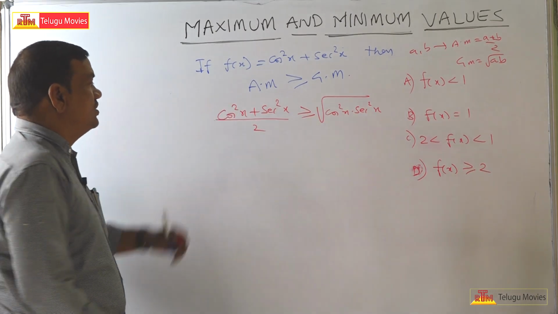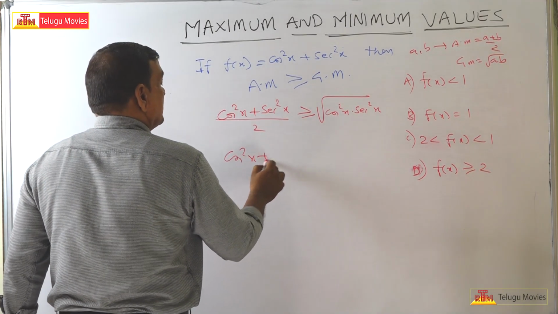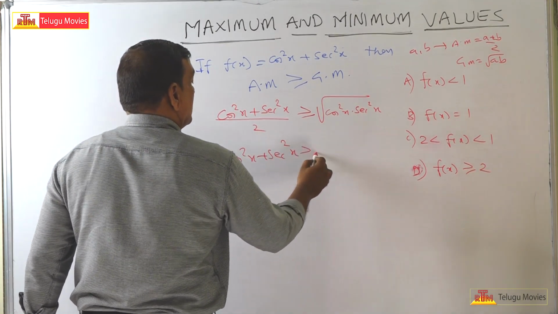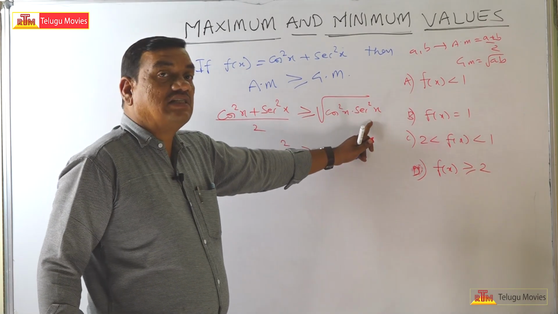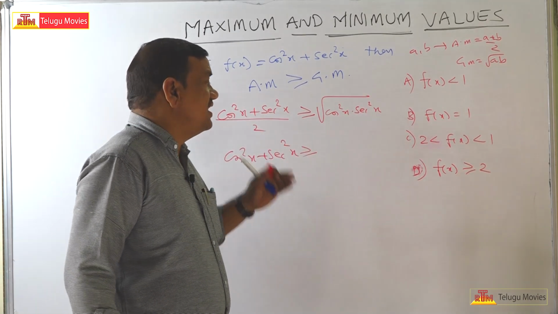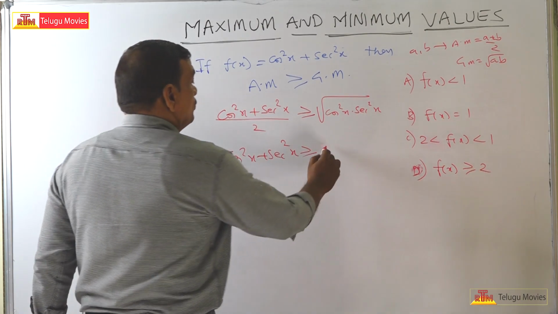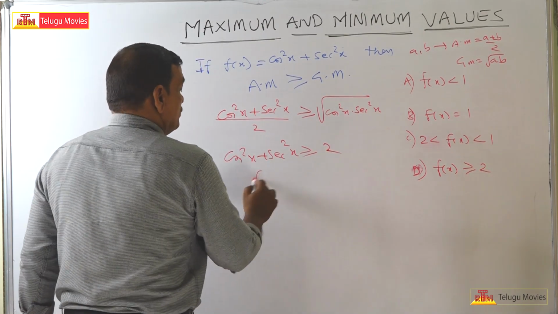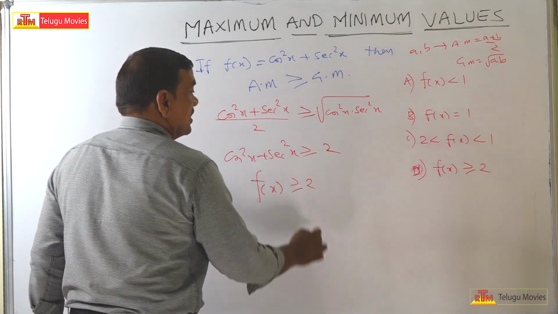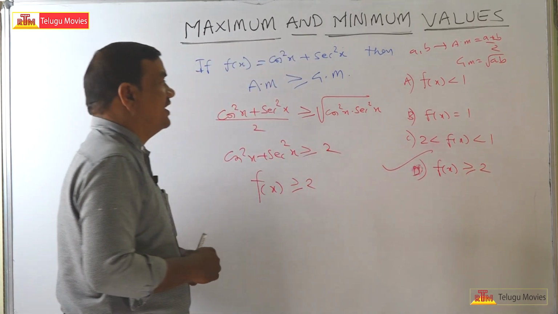Understand this? So cos square x plus secant square x is greater than or equal to 2 times the root of cos square x into secant square x. Cos square x and secant square x get cancelled, and that is root 1, and root 1 is equal to 1, so this gives 2. So from this you can say that f of x is greater than or equal to 2. Option D is the right answer.